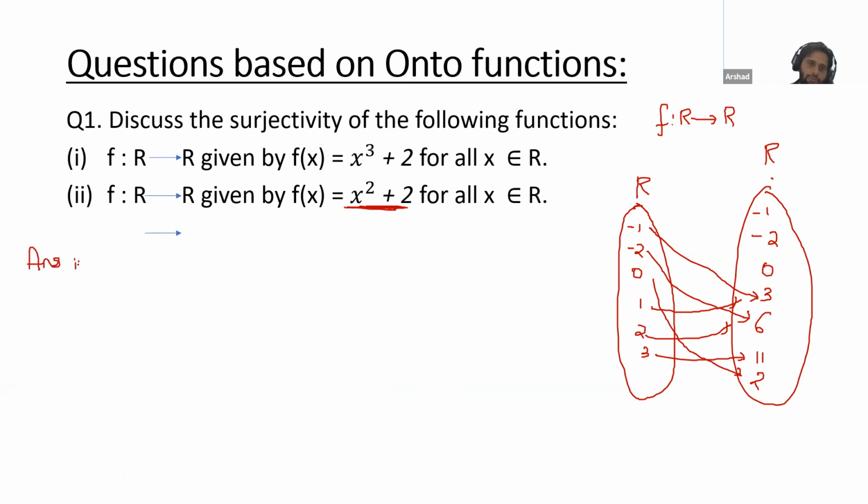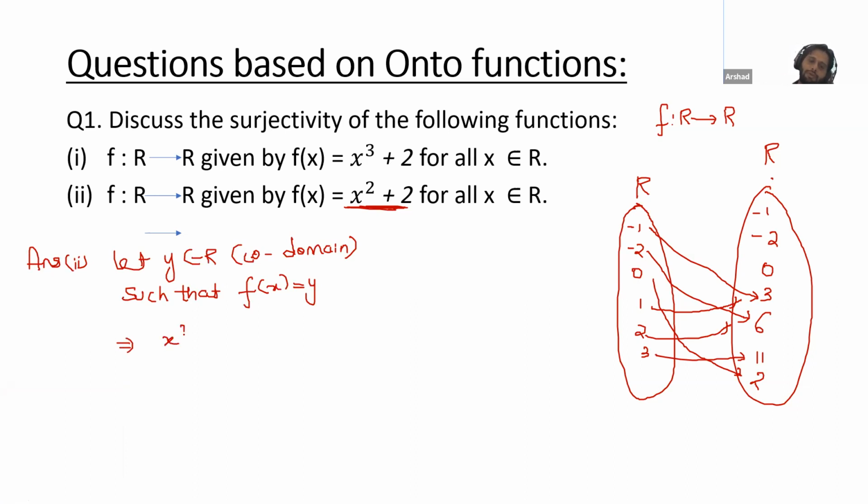Okay, answer 2. Again, let y belongs to R. What is R? Codomain. Such that, again same language, f(x) is equal to y. What is f(x)? x squared plus 2 is equal to y. What does this mean? x squared is equal to y minus 2. What does this mean? x is equal to under root y minus 2. Now please check here, we get an under root. So please take care whenever you get an under root.